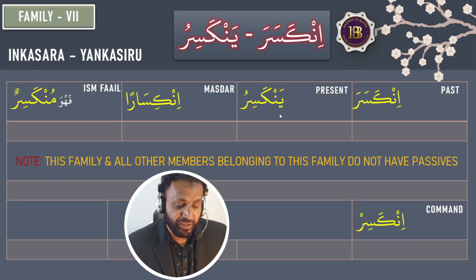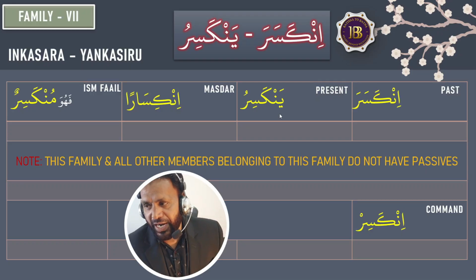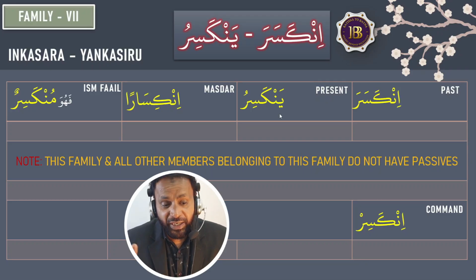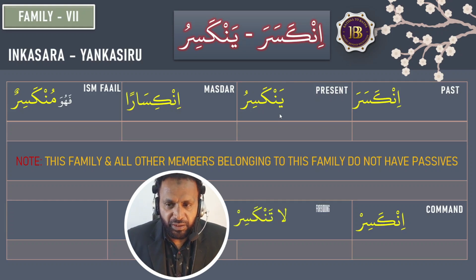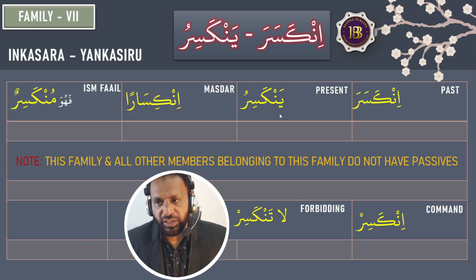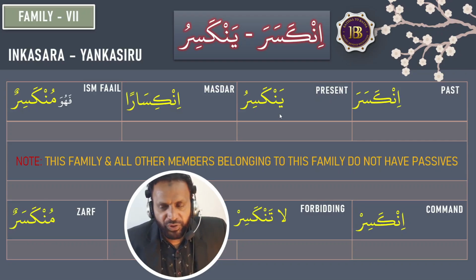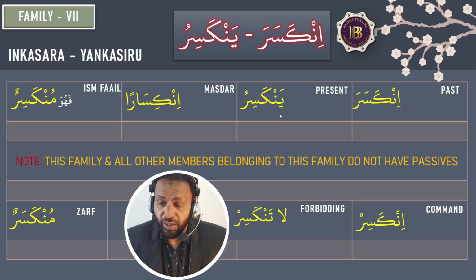Keep this procedure in mind. This is how you are supposed to make the command. So the command of yankasiru will be in kasir. Of course, this is one of the 6 commands. The 6 commands will be in kasir, in kasira, in kasiru, in kasiri, in kasira, in kasarna. Right? That's how it will be. Then the forbidding will be la tankasir, and the zarf will be mankasarun. It follows the ism maful, which is absent in this case since we don't have a passive form. So the word will be mankasarun.